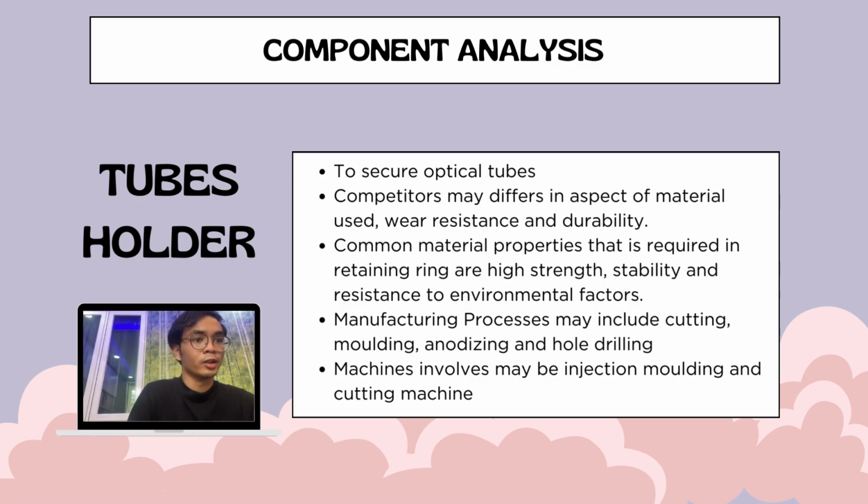And the aspects that competitors will look at are mostly material use, wear resistance, and durability. The properties that we seek are high strength, stability, and resistance to environmental factors. The manufacturing processes may include cutting, molding, anodizing, and hole drilling. The machines involved in all these processes are injection molding and cutting machines.